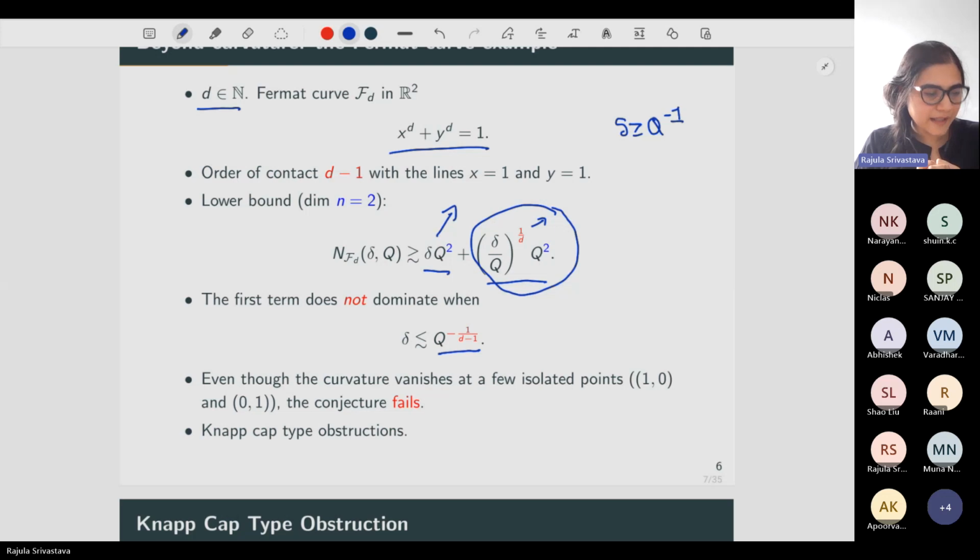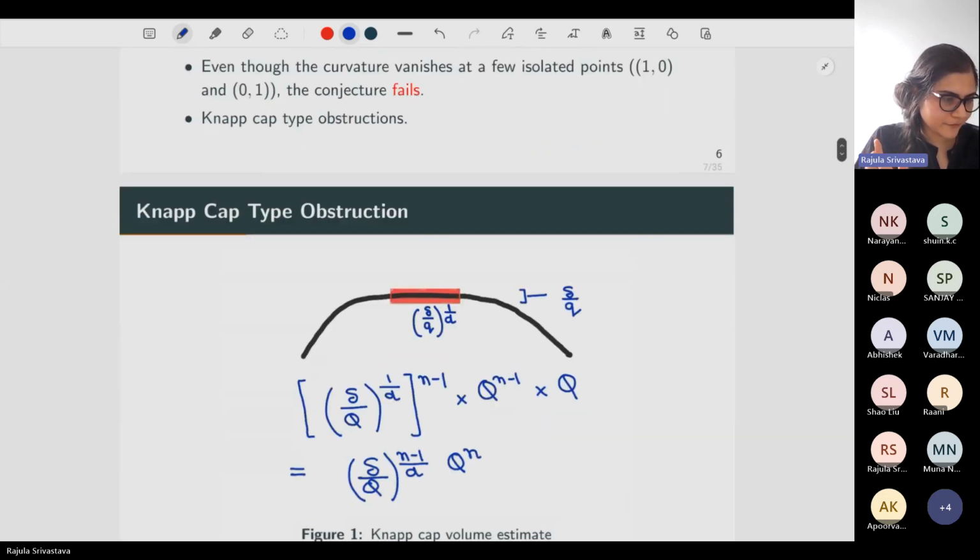So the conjecture would fail, and one needs to prove a different theorem, but what should that result be? So what is the geometry behind what's happening here? Where is this term coming from, the second one that we see? This is what I would like to call in this talk a Knapp cap type obstruction. So let's see a very cartoonish picture of what's going on.